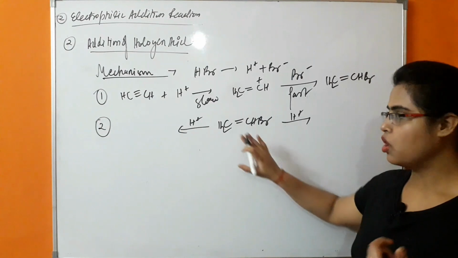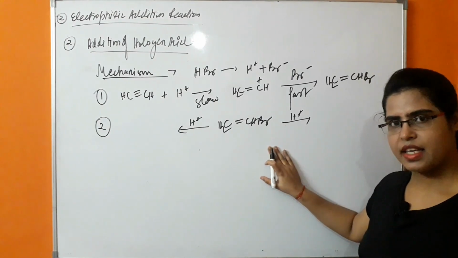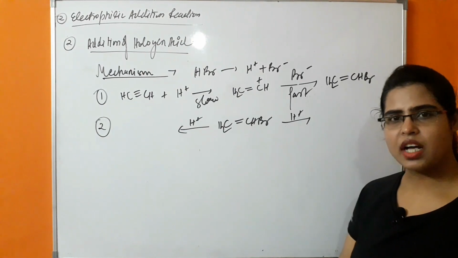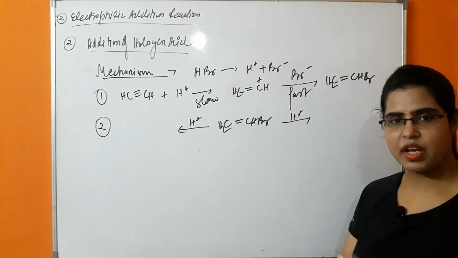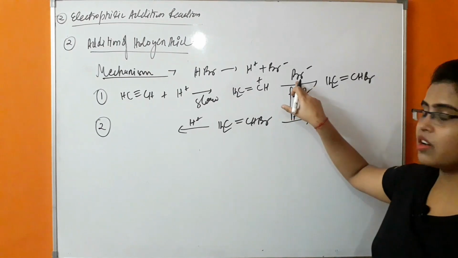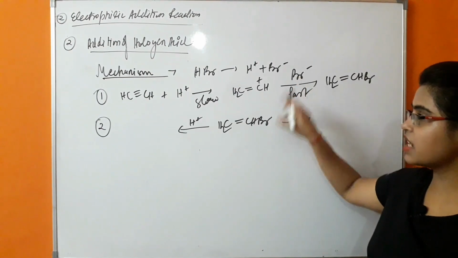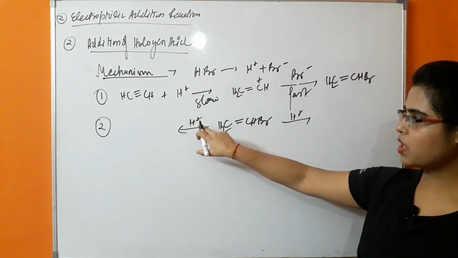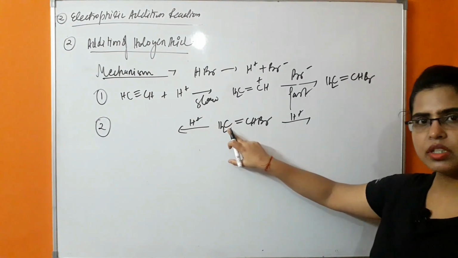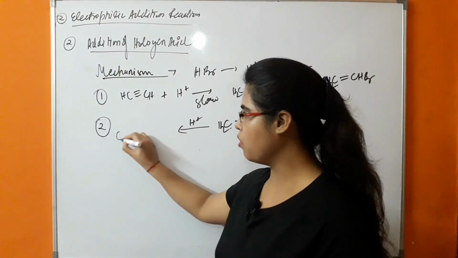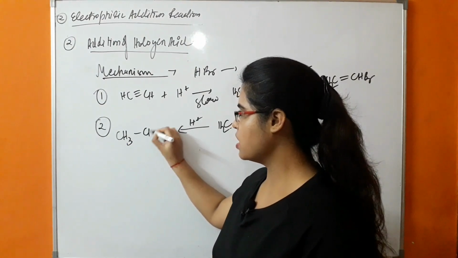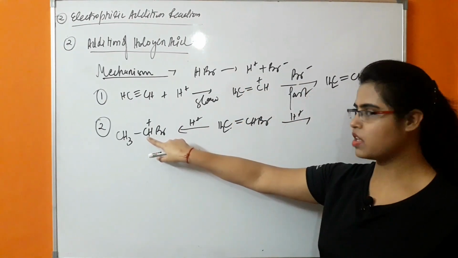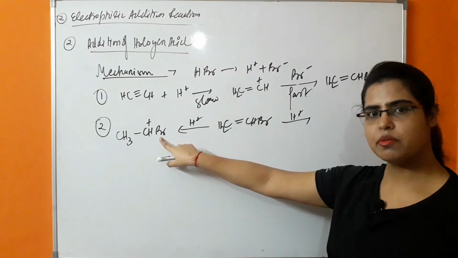The question arises: on which carbon will H plus attack? This is decided by the stability of the carbocation. The more stable the carbocation formed in the attack of the electrophile, the more easily it reacts with the nucleophile, meaning the reaction occurs feasibly. If this H plus ion attacks this carbon, there will be formation of CH3 CHBr carbocation.